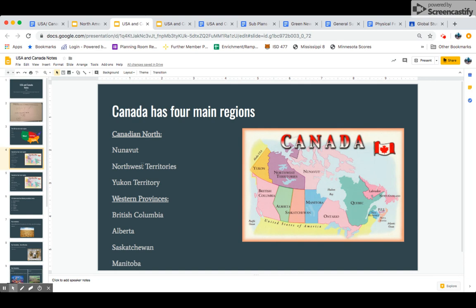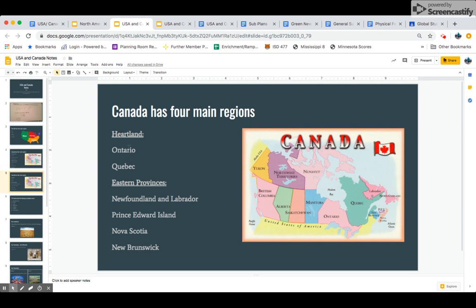Canada also has 4 main regions. Instead of states, Canada has what's called provinces. The Canadian North is the first region. That's way up here with these 3, with Nunavut, Northwest Territories, and the Yukon Territories. The western provinces are then to the western part of the country. That makes up British Columbia, Alberta, Saskatchewan, and Manitoba.